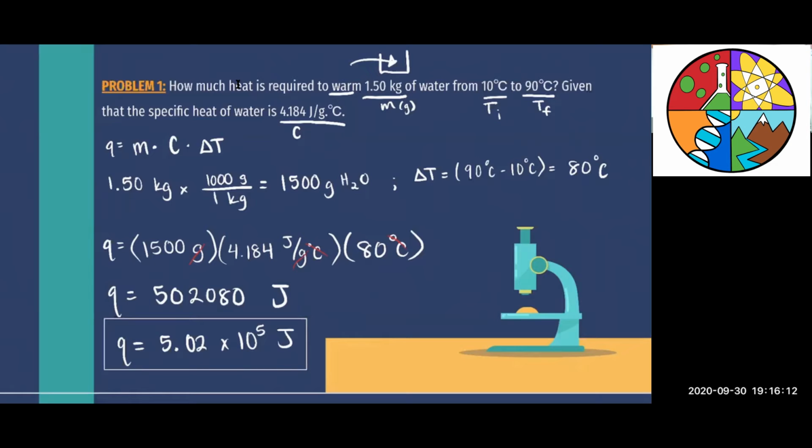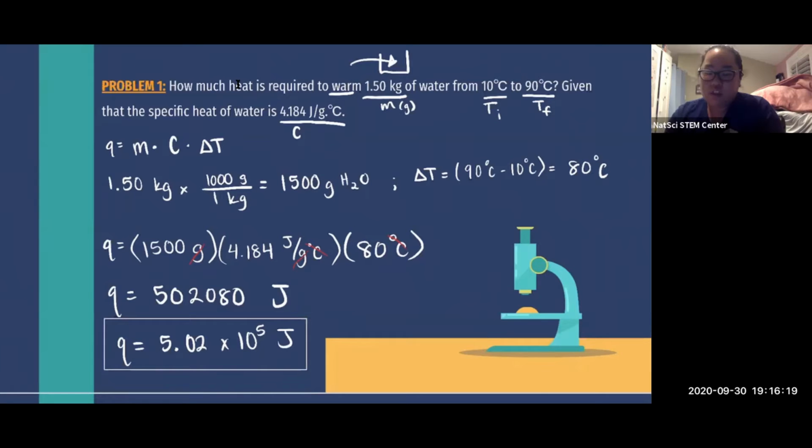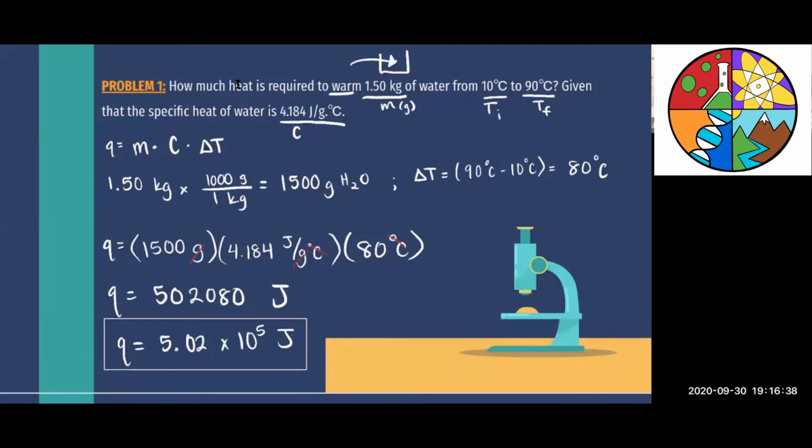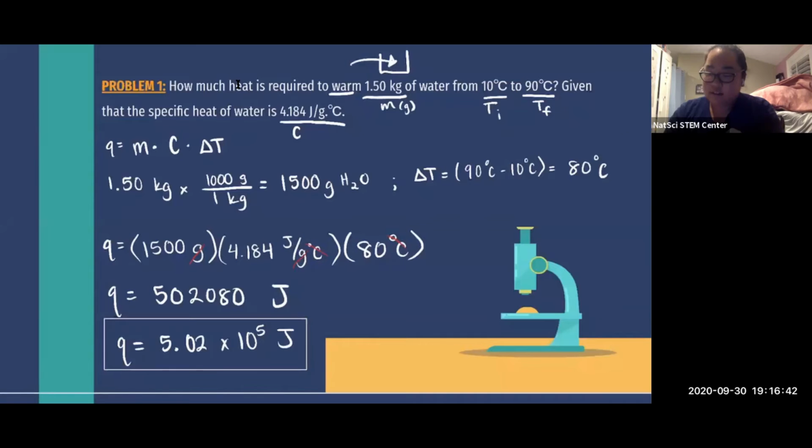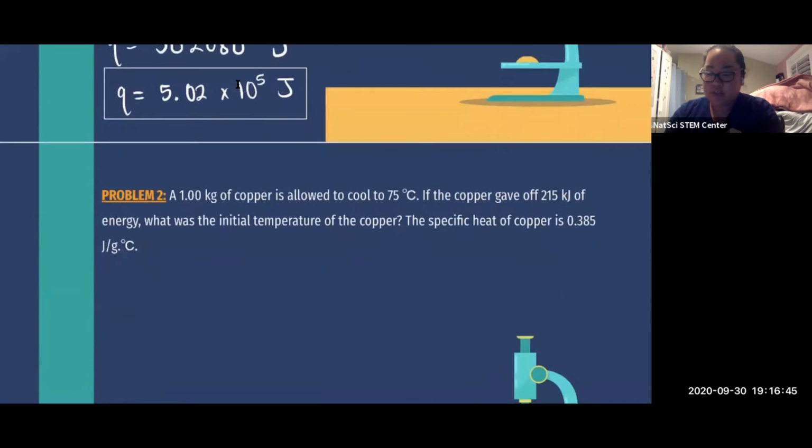But I'm confused about this one. I don't know which one is positive, which one is negative. If you look at the question, heat is required to warm. You're putting heat into it. Heat isn't leaving. If I said instead that the temperature goes from 90 to 10, that would be exothermic, because the object is becoming colder. Hopefully that cleared up anything.